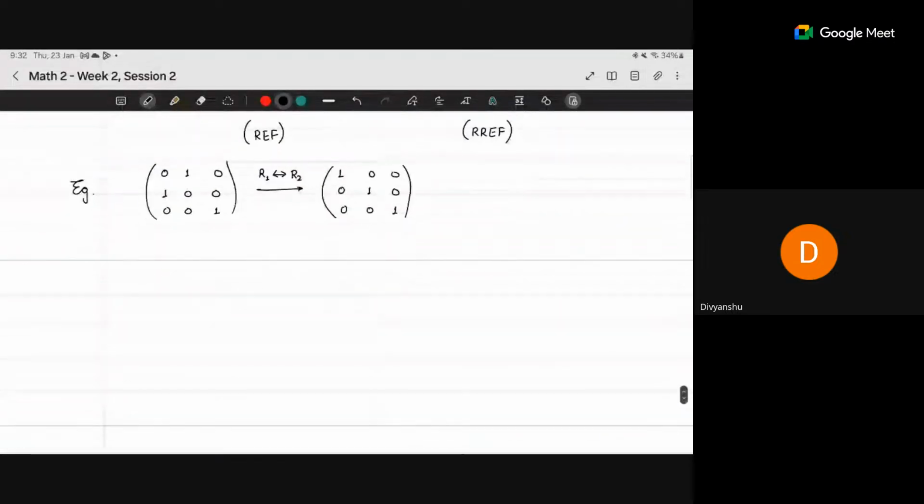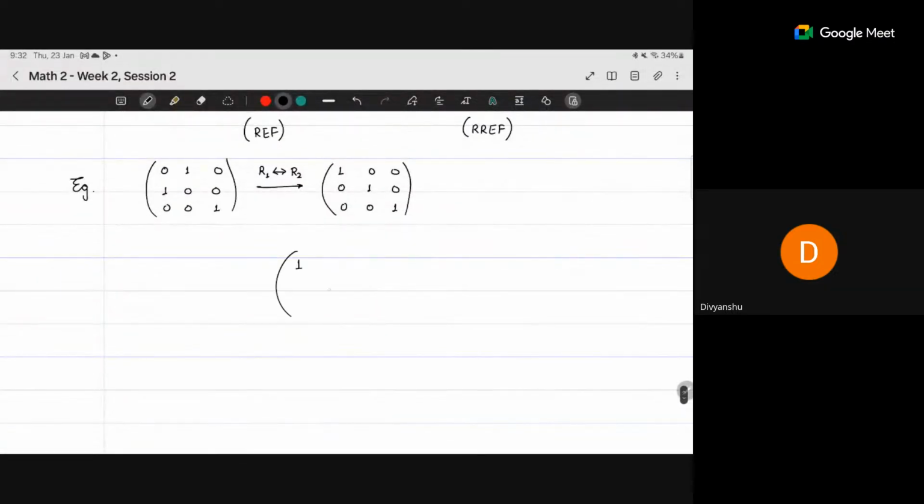And whenever you have REF, what is REF? You have a bunch of leading ones and then you have these things are 0. Remember, the below is always 0. You don't need to worry about that. All you need to worry about is what happens at the top. So let's say 0, 0. As soon as you have REF, you have the numbers below the 1 to be 0 because of that. The next leading entry has to come to the right. That is a condition. That is rule number 2. So that will guarantee that all this will happen.